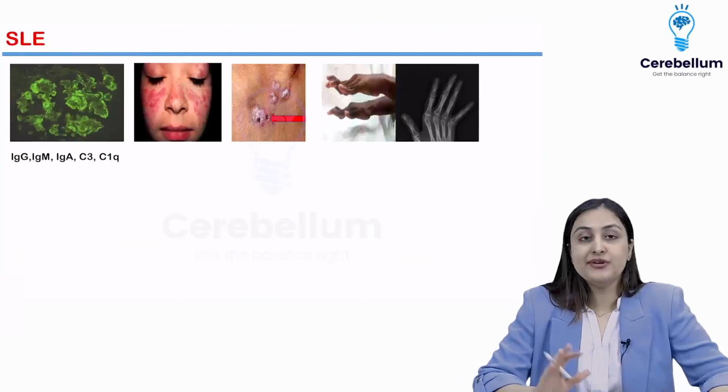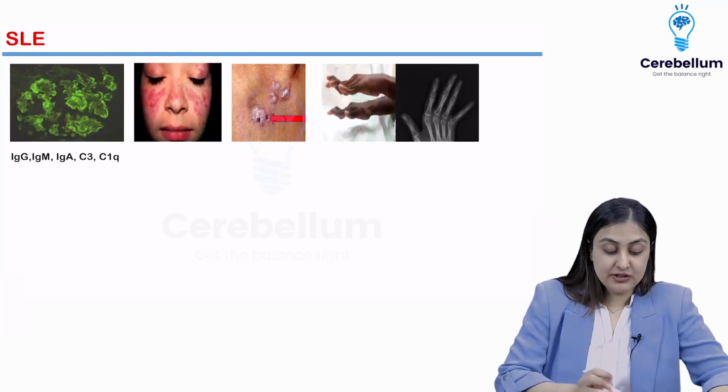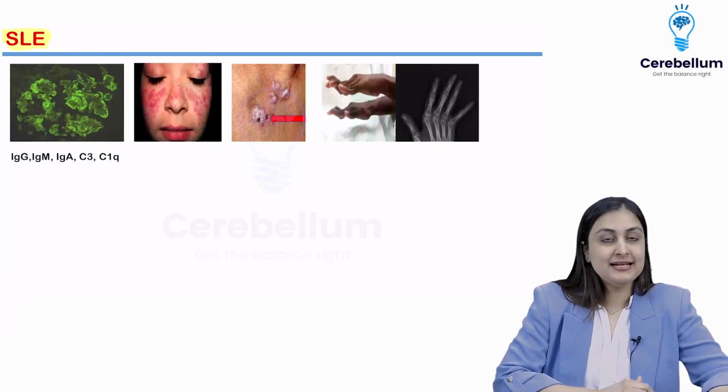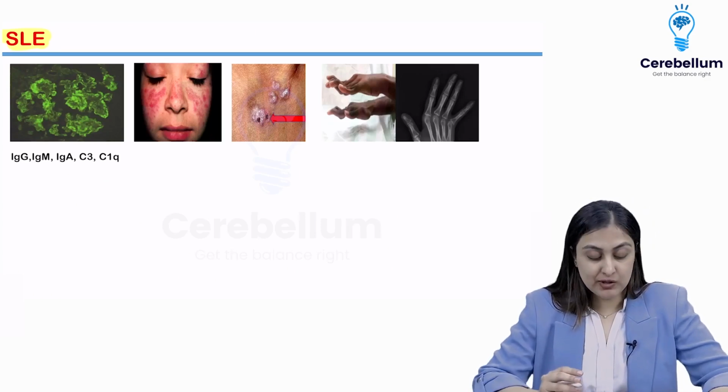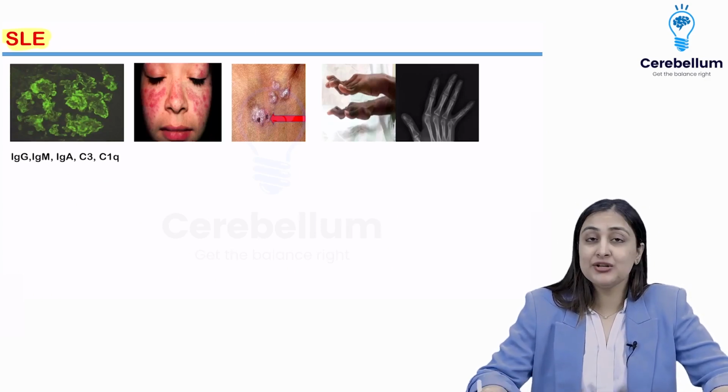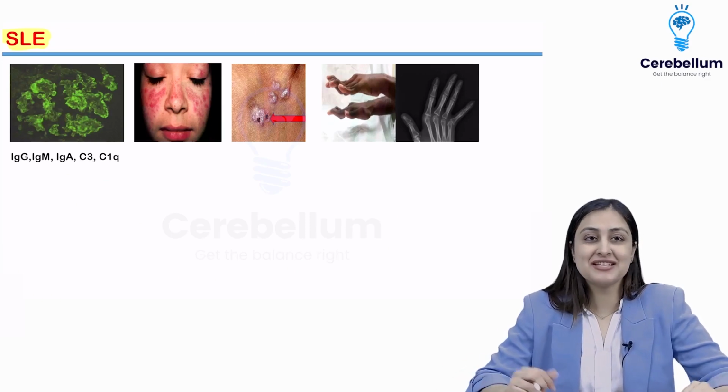Now we start off with one connective tissue disorder after the other. So the first is SLE. I'm sure you've heard about it. First is SLE, very important. If you've ever seen House MD in your life, you would hear this phrase in every single episode, right?